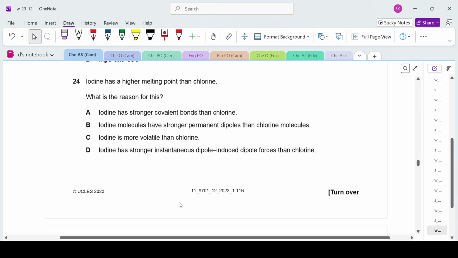Iodine has a higher melting point than chlorine. We know that because iodine has stronger London forces, because it has more electrons. What is the reason for this? Iodine has stronger covalent bonds? Covalent bonds have nothing to do with this. This is all about intermolecular forces, specifically London forces. Iodine molecules are stronger permanent dipoles? Since there is no electronegativity difference, there is no permanent dipole. Iodine is more volatile than chlorine? If the melting point is higher, iodine is less volatile. Iodine has a stronger instantaneous dipole, that is the correct answer.